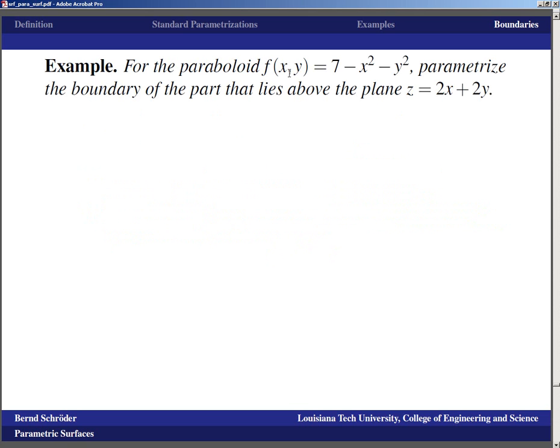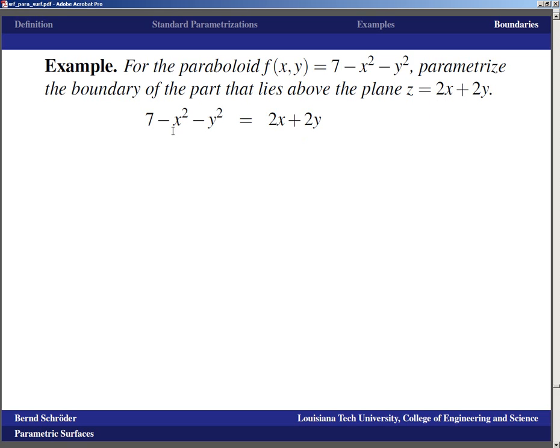So if we're looking at the paraboloid f of xy equals 7 minus x squared minus y squared, I want to parameterize the boundary of the part that lies above the plane z equals 2x plus 2y. Okay, well, the first thing we have to do is find the intersection, and here we actually have z equals something depending on x and y, and here also z being something that depends on x and y. That is something we actually can set equal to each other because those are just Cartesian equations.